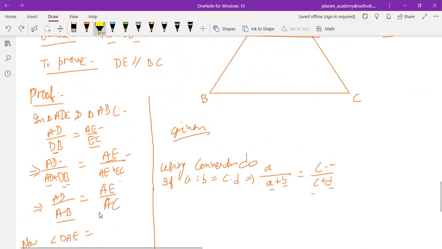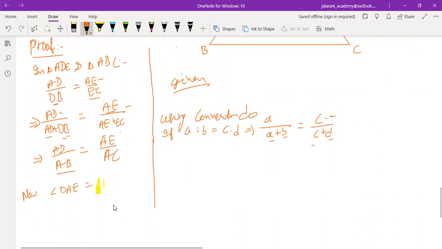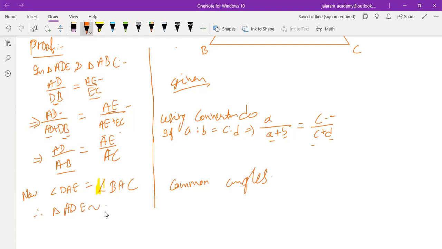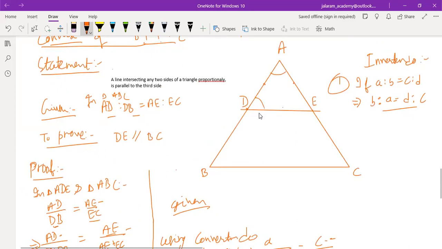So we write the name of angle BAC, which is also lying between the proportional sides, as these are the common angles. Therefore, triangle ADE is similar to triangle ABC by using SAS criteria of similarity. And if two triangles are similar, their corresponding angles will be equal.